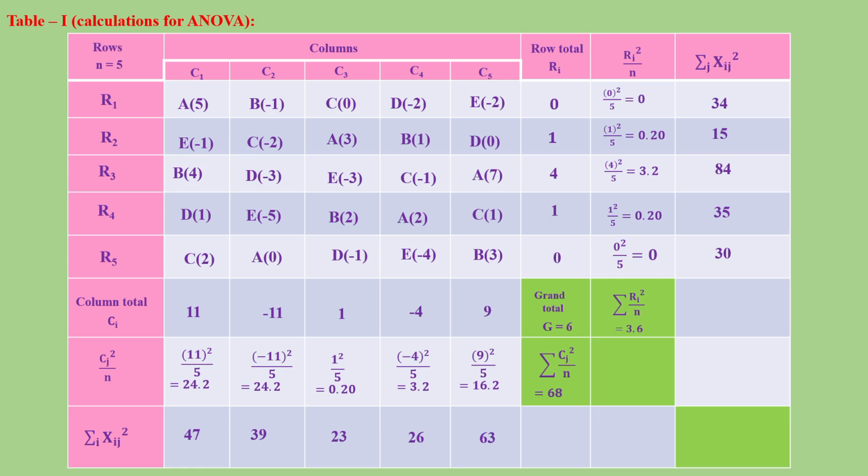So you will get the grand sum of squares. Add either the row total or column total sum of squares. You will get double summation xij square, that is equal to 198. Next, correction factor: G square by n, that is 6 square by 25, which is equal to 1.